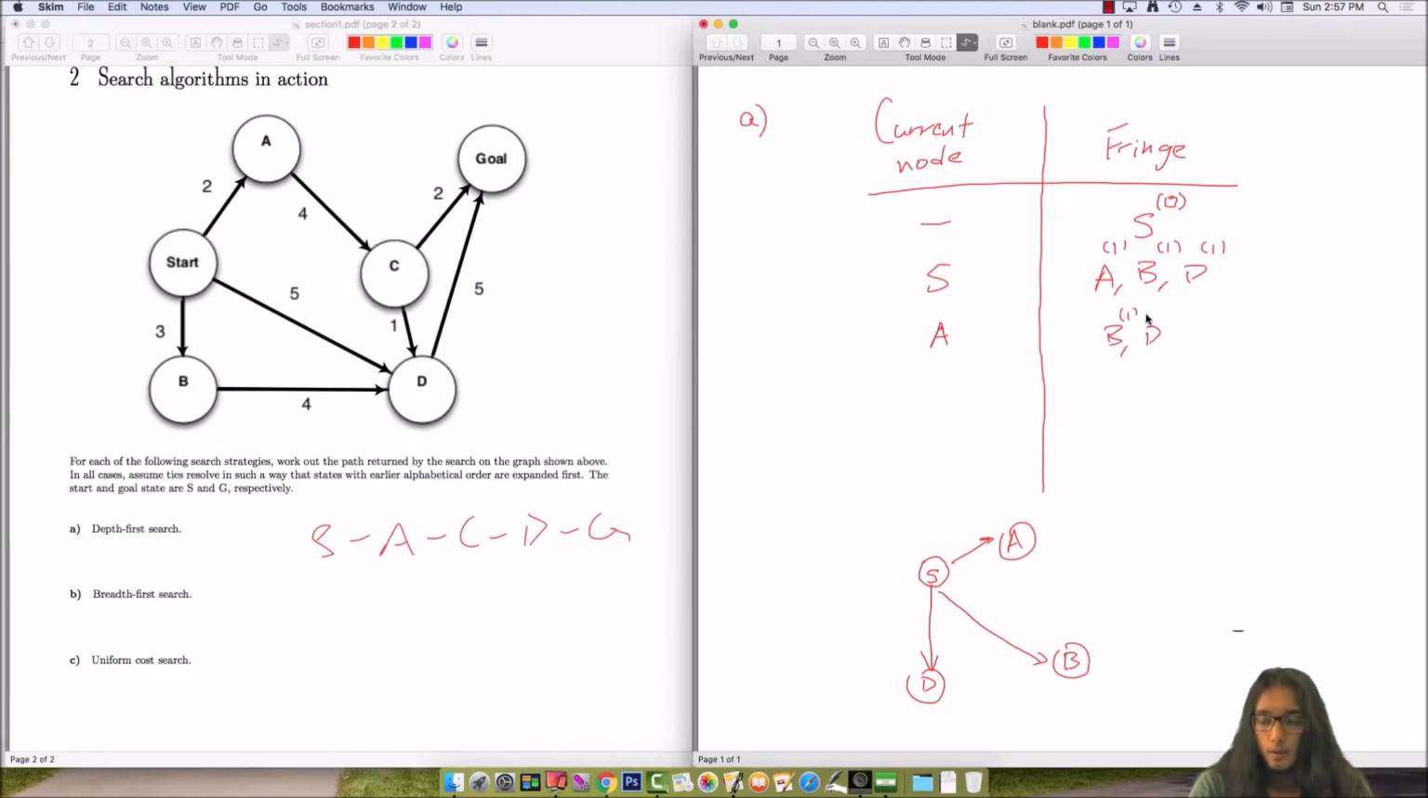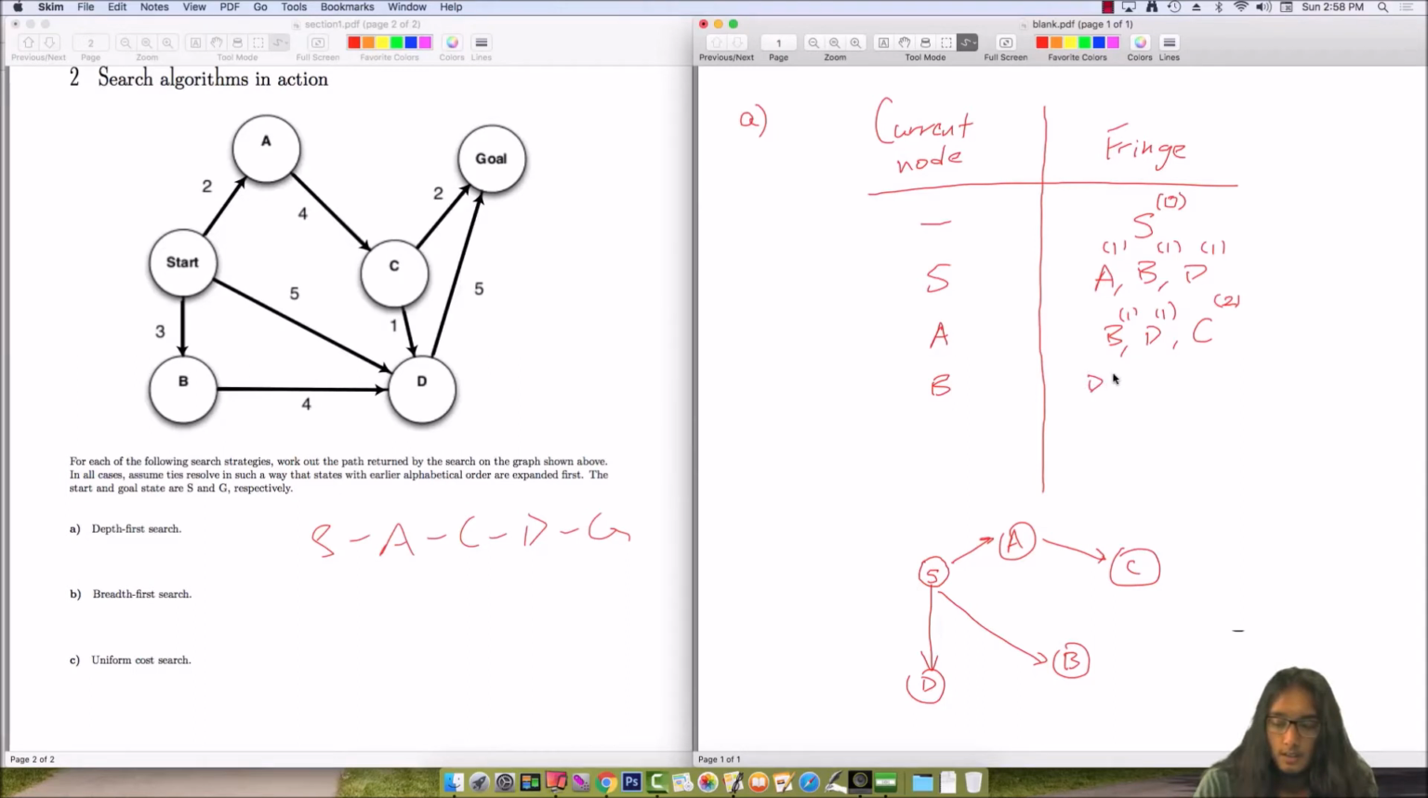Okay, so what are the neighbors of A? It's just C, which means now you get the old B, the old D, and you also get C added, which now has a depth of 2. Oops, that should be a C. Okay. And now what does BFS do? Well, DFS would have chosen C because C is deepest, but BFS wants the one that's shallowest. So it looks at B and D, which both have a depth of 1, and between them, B is alphabetically first, so it goes to B.